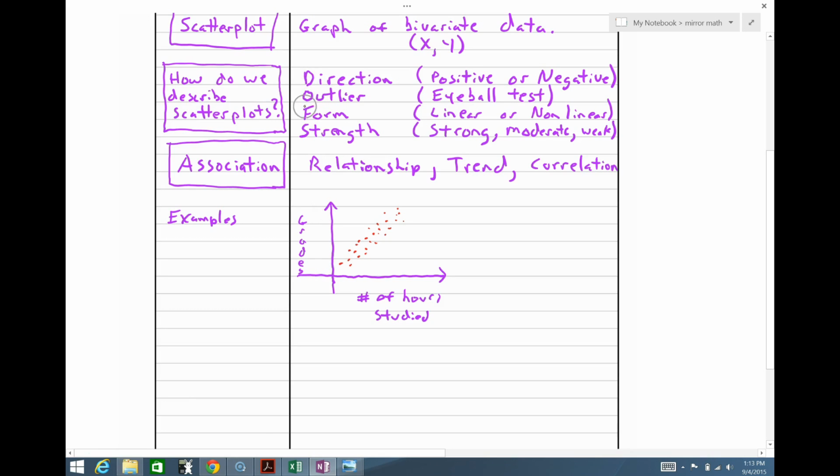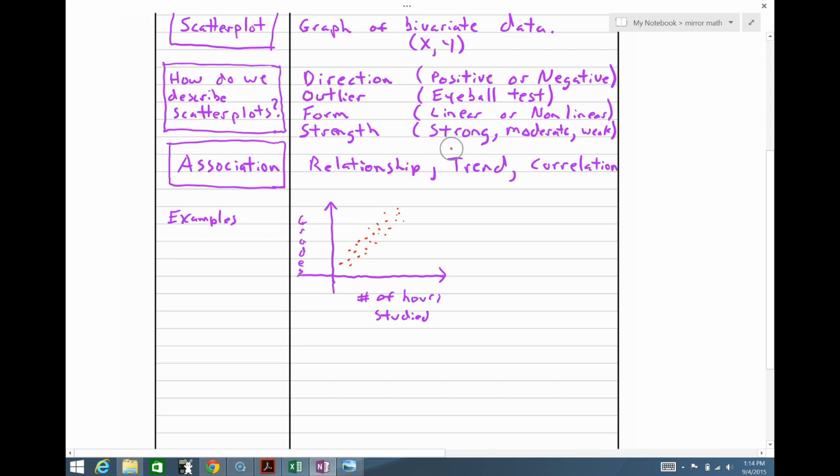Using my mnemonic DOFS here, the direction is positive. As x increases, y increases. Or likewise, as x decreases, y decreases. Positive means they move together. One goes up, the other goes up, one goes down, the other goes down. Outliers, we appear to have no outliers here. Form, this is definitely a linear form. While it's not in a perfectly straight line, you can see that it fits this general linear form. That doesn't appear to be some kind of curve to it.